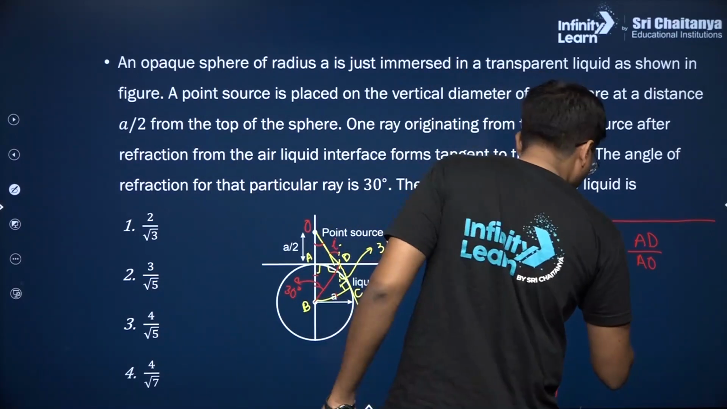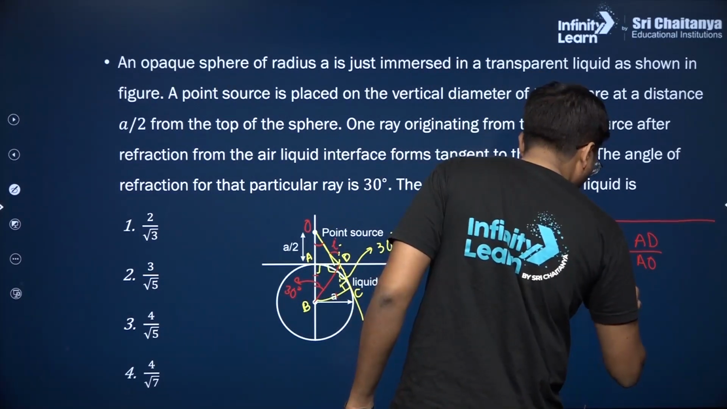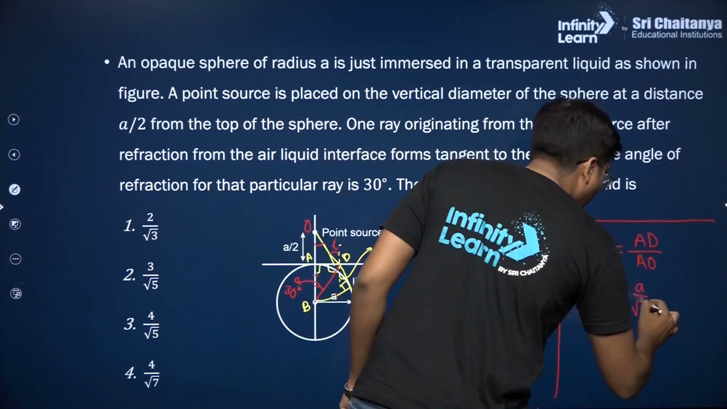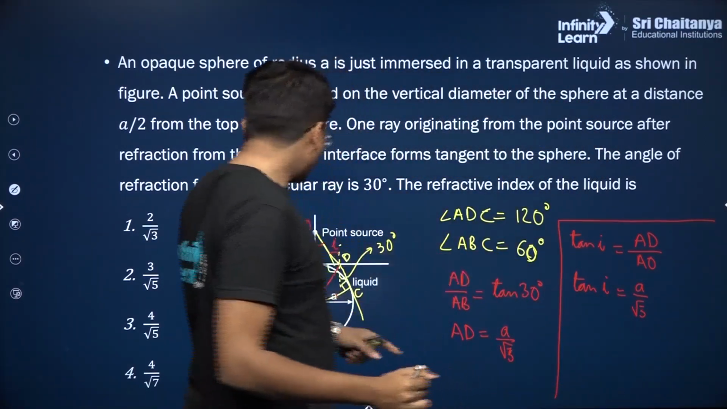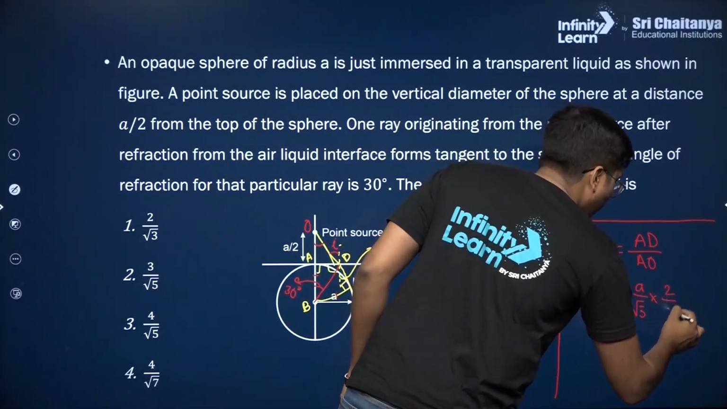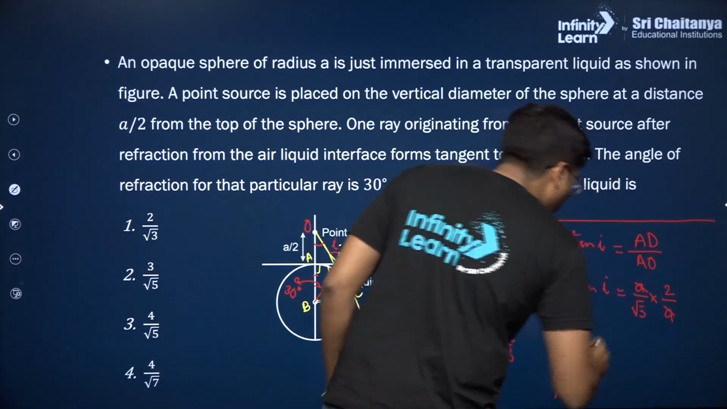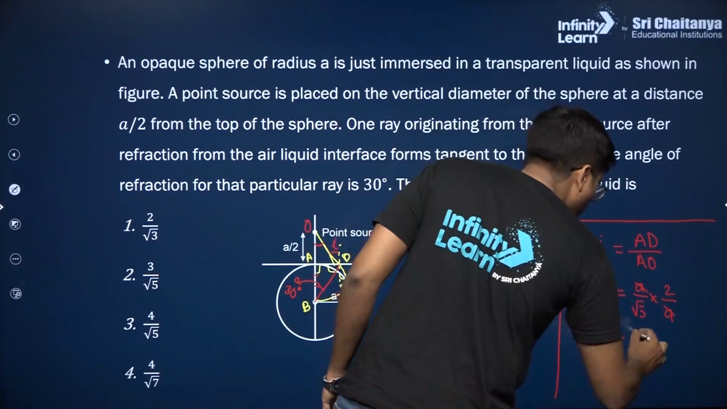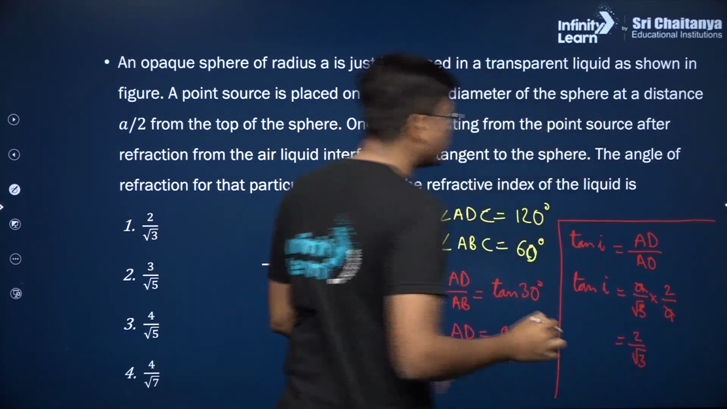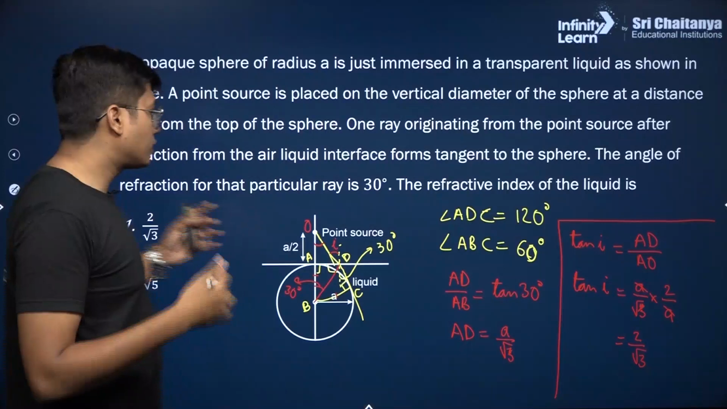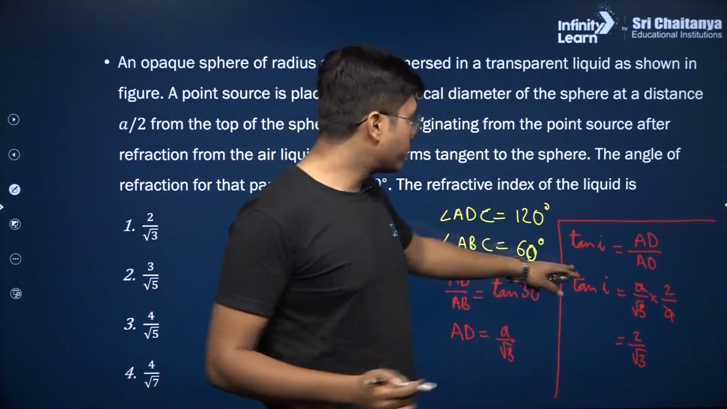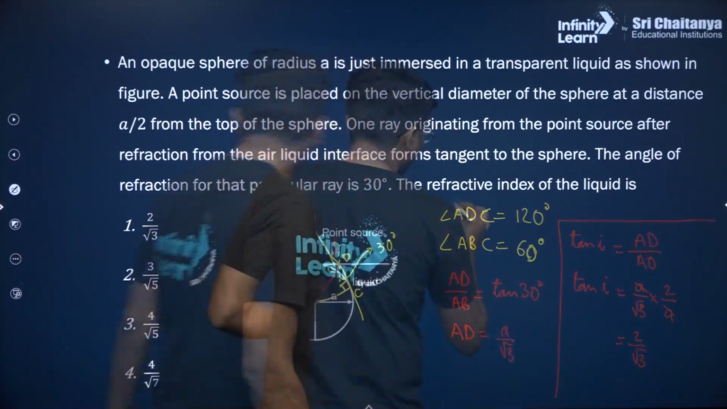So tan of I, AD we just got is A by root 3, and our AO is A by 2. A cancel out. You have tan I is equal to 2 by root 3. If you have tan I is equal to 2 by root 3, you can figure out what sin I is going to be. Let's clear this part out. We'll just remember that tan I is 2 by root 3.